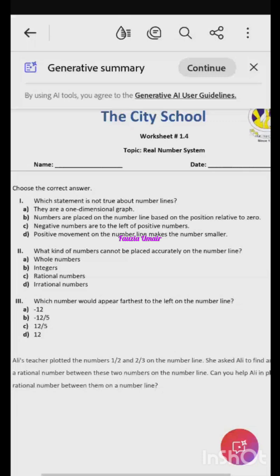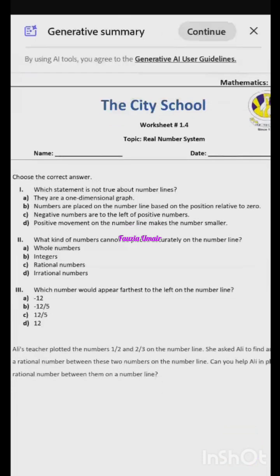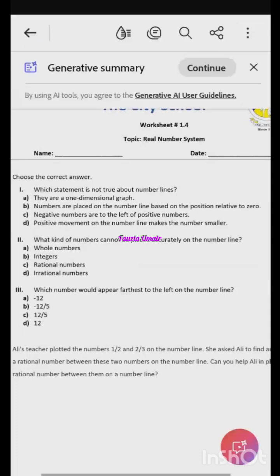All right. So the question is, choose the correct answer. First question: which statement is not true about the number line? First of all, they are one-dimensional graphs. So what do you think about the number line? Do you think they are one-dimensional? Yes. And if you think yes, which dimension is that?